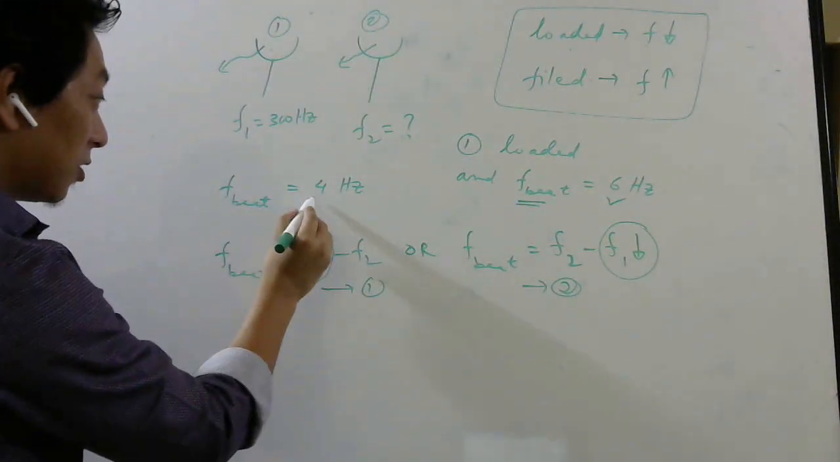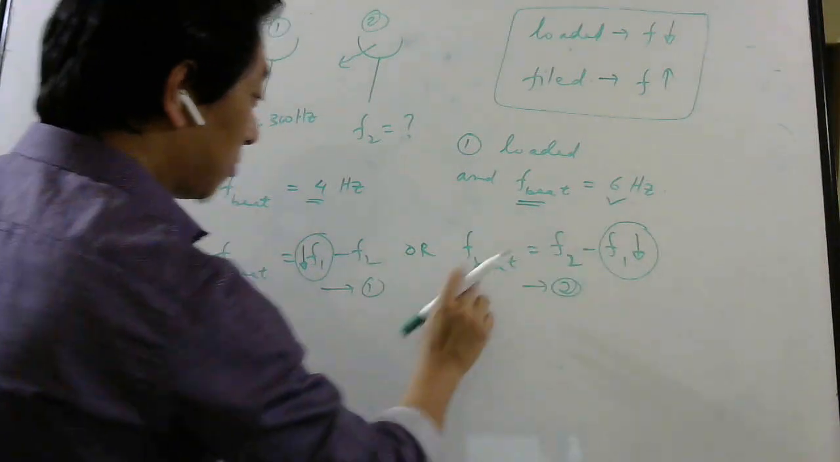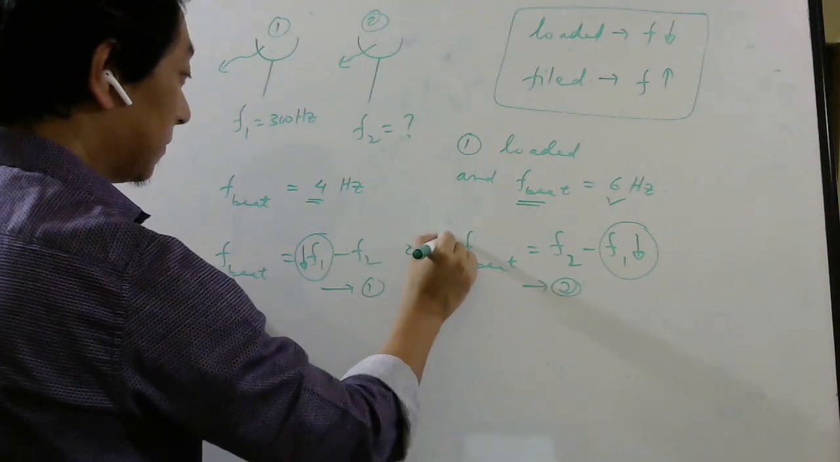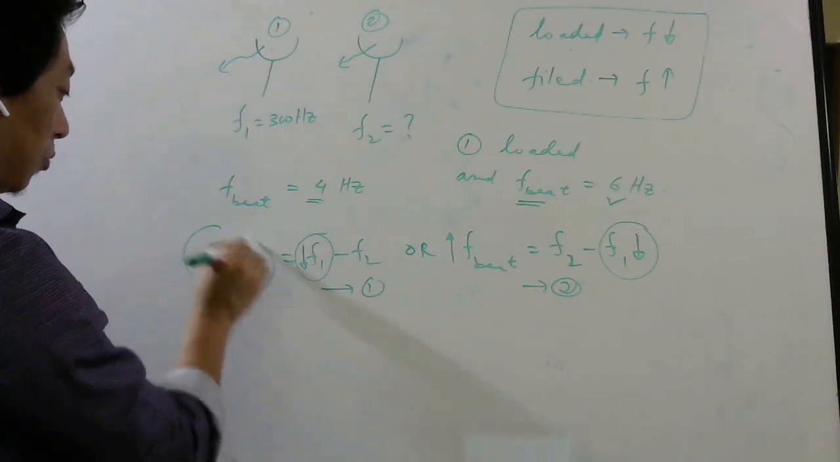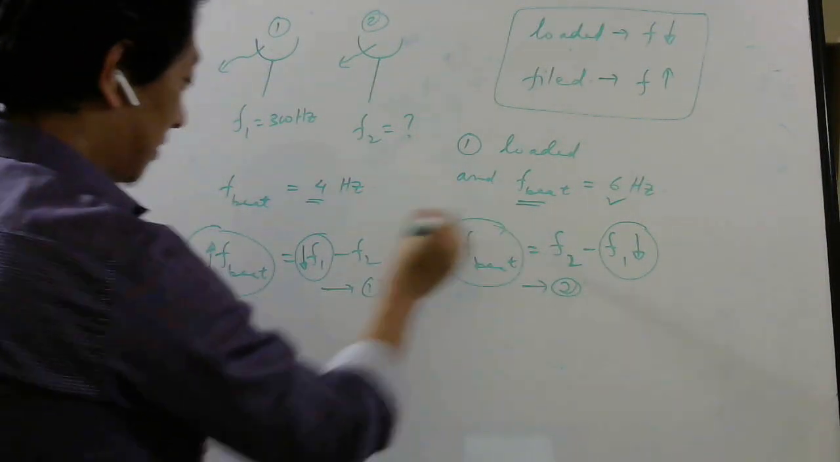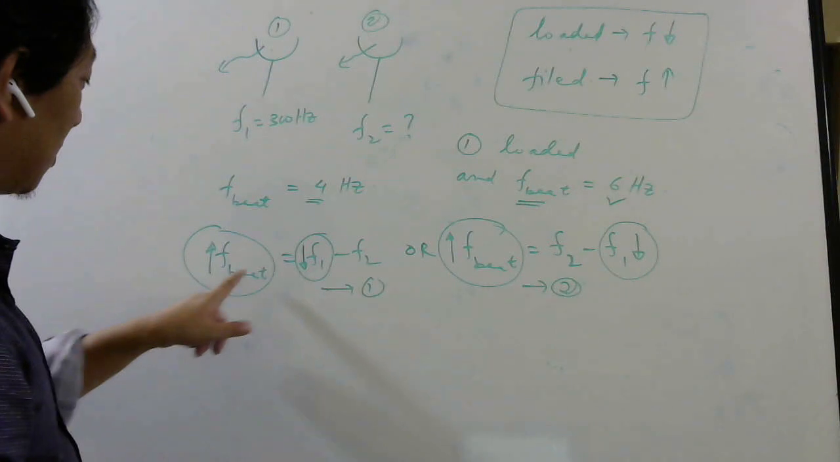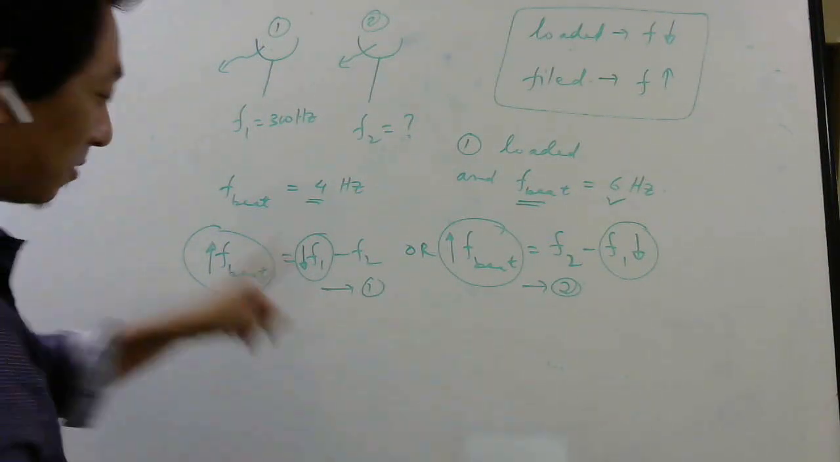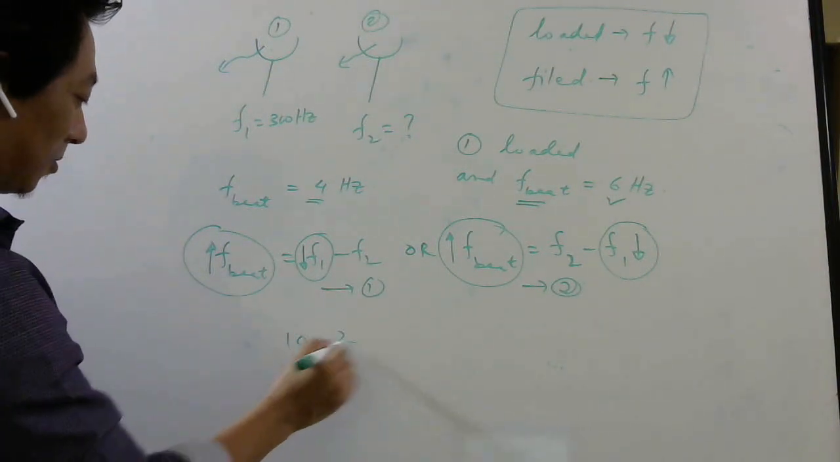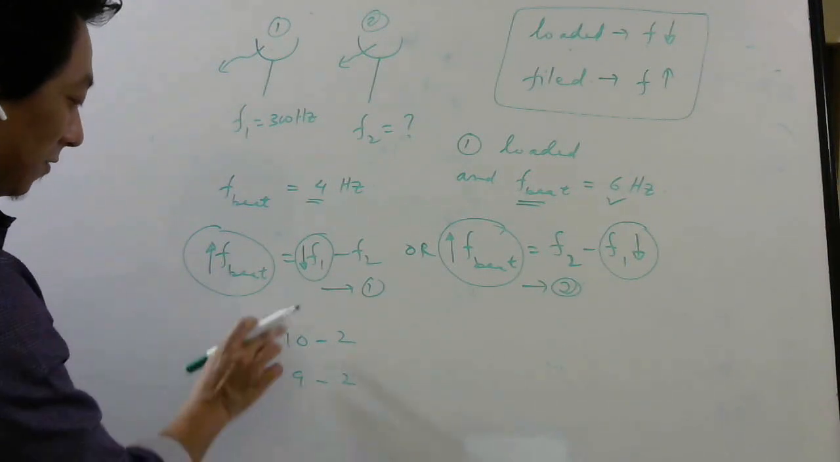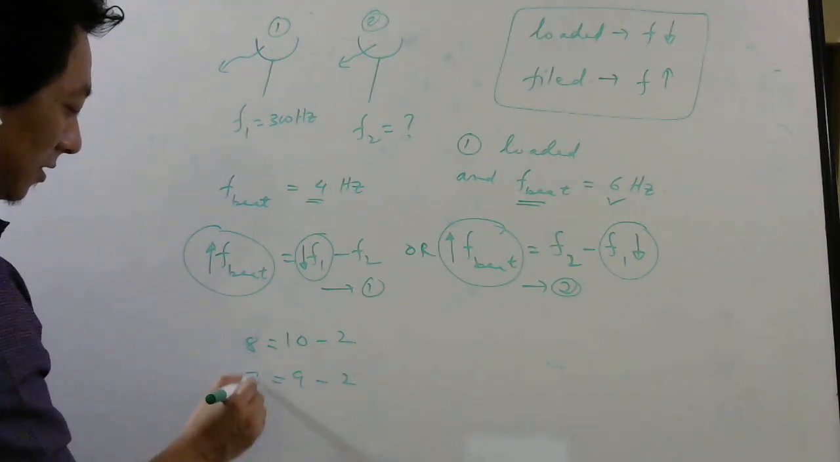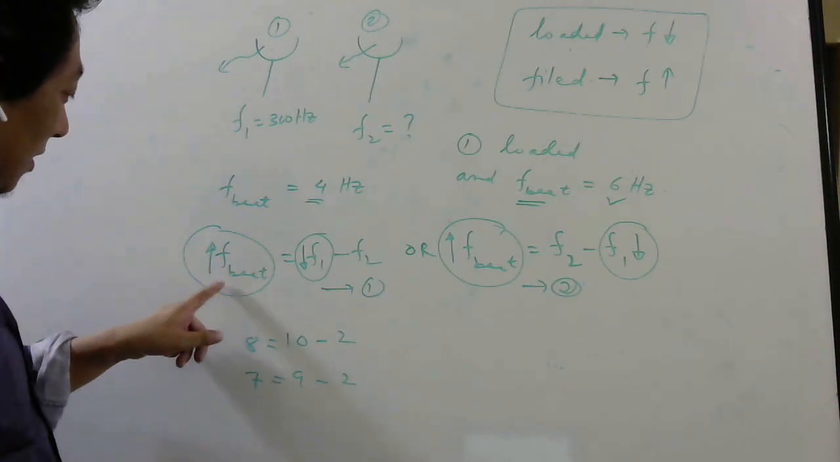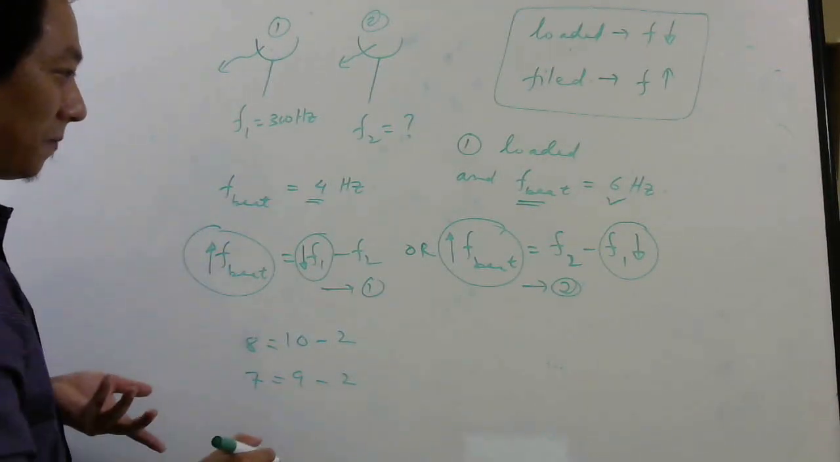What was the beat frequency before? 4. Now it has become 6. So beat frequency should increase, according to the question. Which makes sense and which makes no sense? If this decreases, how can this increase? Sometimes students don't understand this. Is it 10 minus 2, 9 minus 2? If this number decreases, then the answer will also decrease. No, this is 8, this is 7. But here it has increased, but it should decrease.